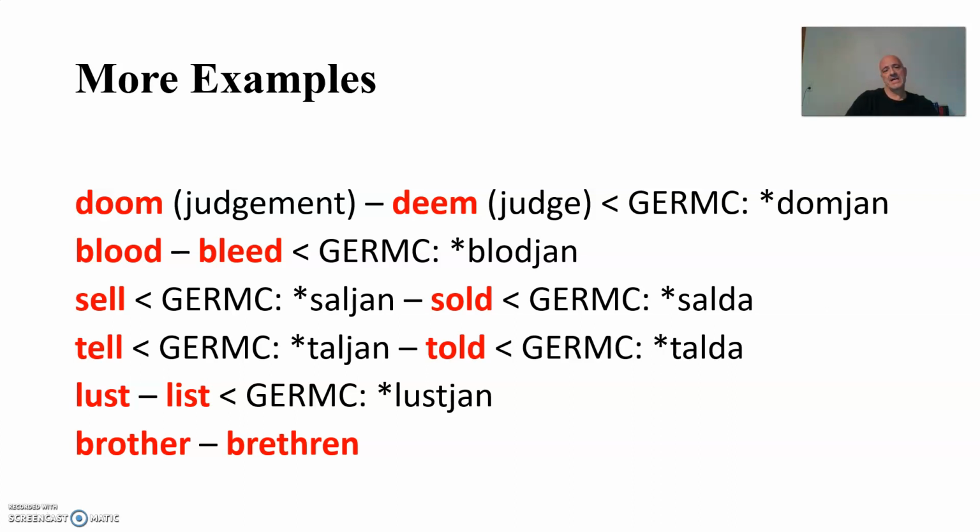Tell and told, same thing. Tell, taljan, it was once, and then taljan, tellan, tell. E umlaut. Told not. Talda becomes tald, and tald becomes told, and told goes into the great vowel shift. So e umlaut here, not there.